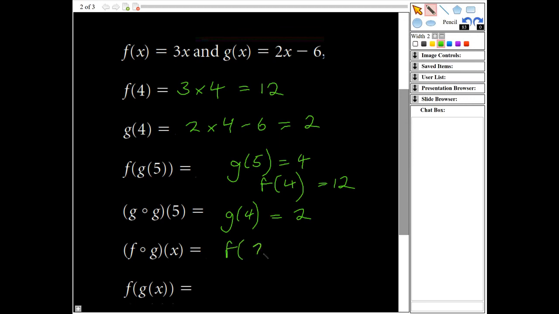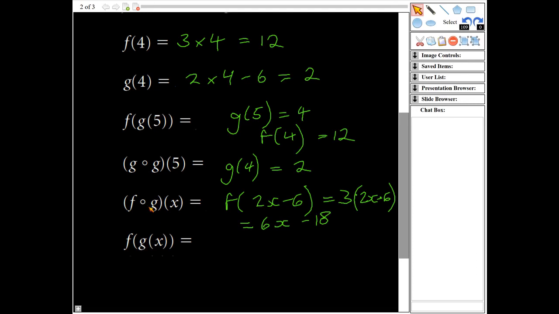So function g was 2x minus 6. Now function f is 3 multiplied by that, so it's going to be 3 multiplied by 2x minus 6. So I can then multiply out my bracket, and that's going to give me 6x minus 18. So here, because it's function f on function g, but with x instead of with a number, it wants it in terms of x. It wants an algebraic expression for this, which is called a composite function. So it's function g and function f. First the g, so that's on the right-hand side, and then do f on g.